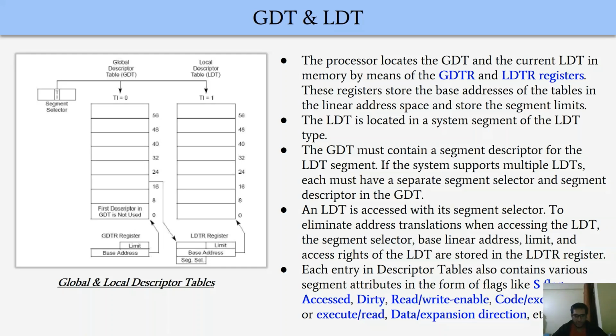Now, talking about the particular entry in the descriptor table, it contains various flags like the S flag, access flag, and dirty flag. The S flag stands for whether this is a code segment or a data segment. Dirty means whether we have modified this segment or not. Read/write enable means whether it is read only or write only. Same goes for code and data: when the segment is a code segment or a data segment, those flags will be activated or disabled.